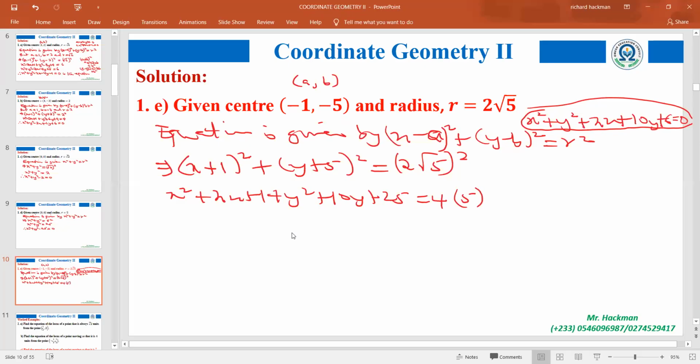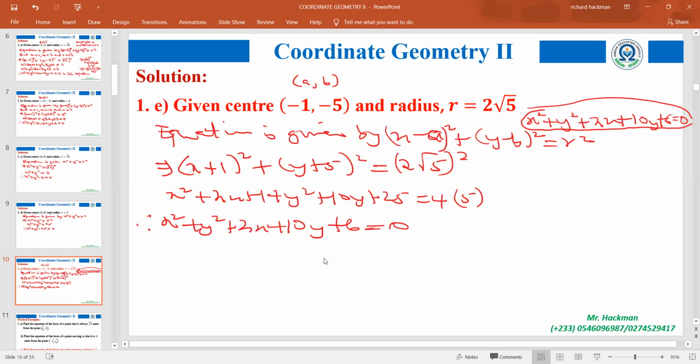So in effect, I'm going to get x squared plus y squared plus 2x plus 10y. Then this will give me 1 plus 25, which is 26, but the right side gives me 20, so it will be 26 minus 20, and that will give me 6. So indeed, those of you who had this, you are right. So you pat yourself on the back. Well done.